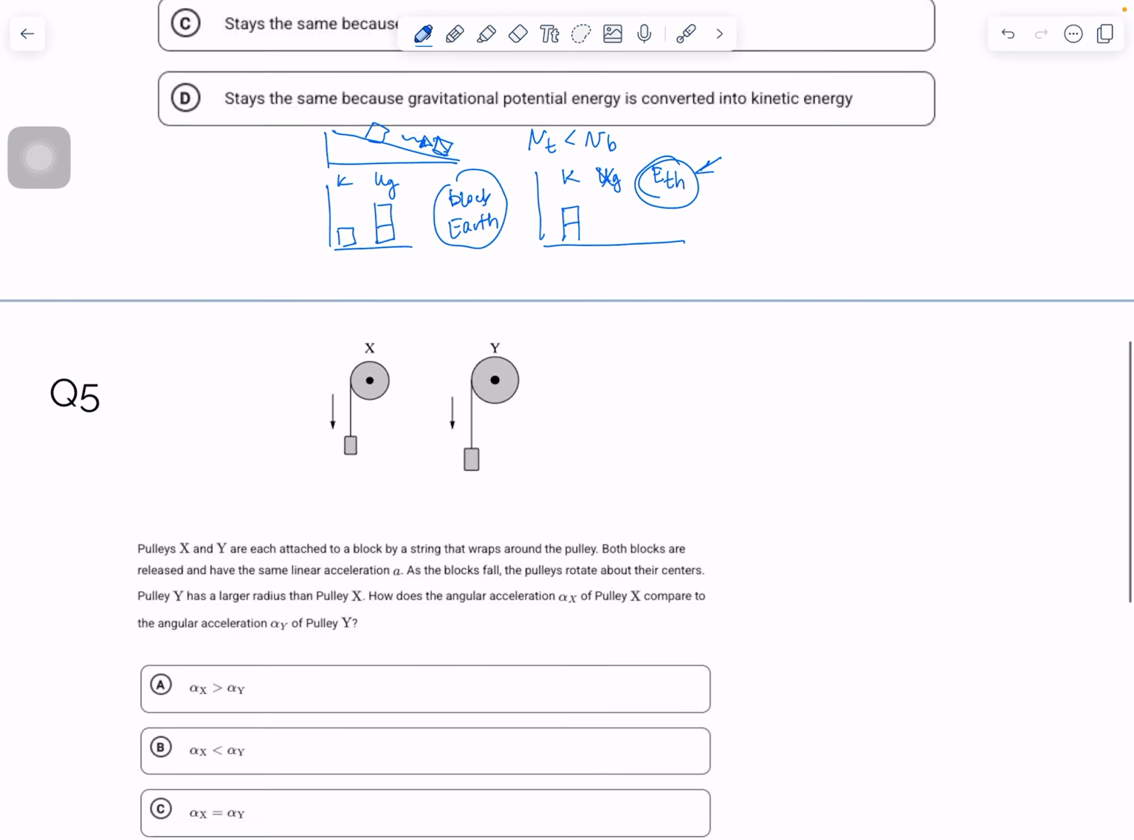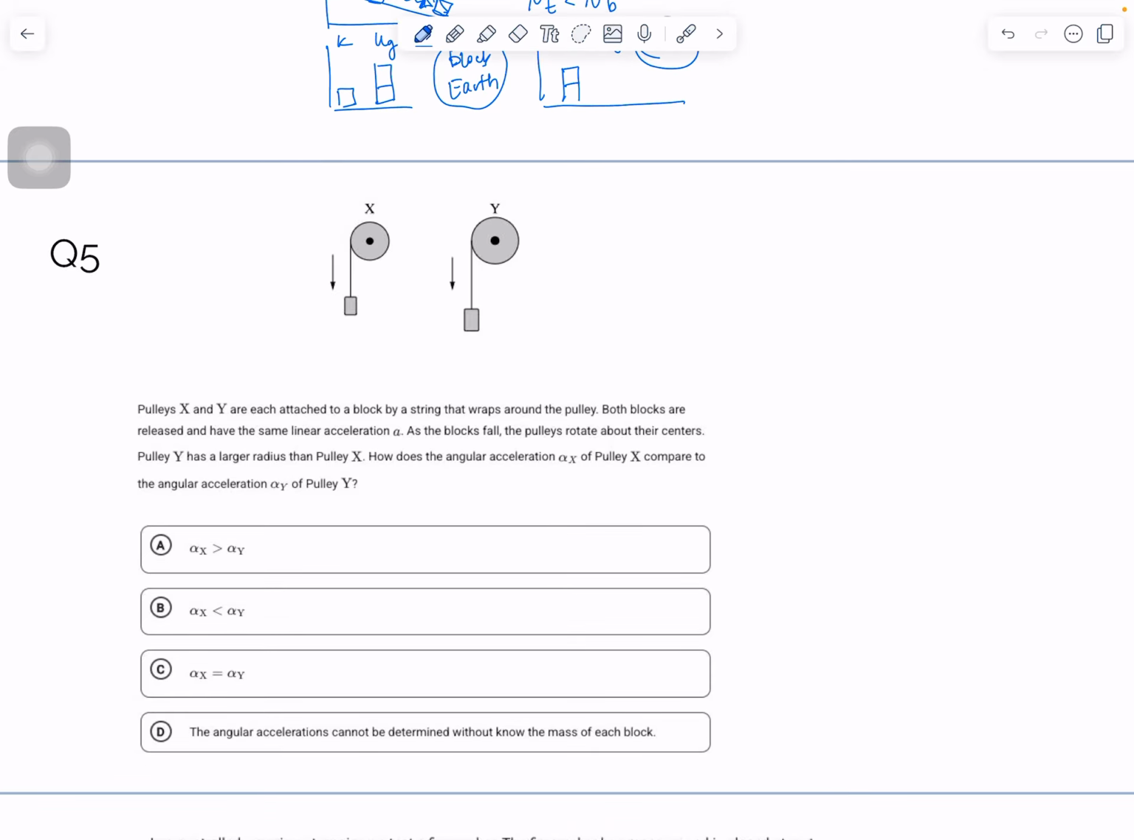So, okay, pulleys X and Y are each attached to a block by a string that wraps around the pulley. Both blocks are released, have the same linear acceleration A. As the blocks fall, the pulleys rotate about their centers. Pulley Y has a larger radius than pulley X. How does the angular acceleration alpha X compare to alpha Y?